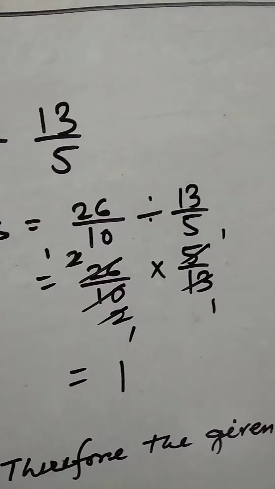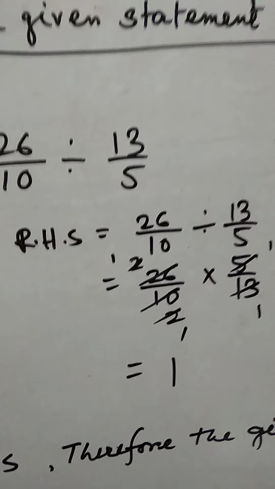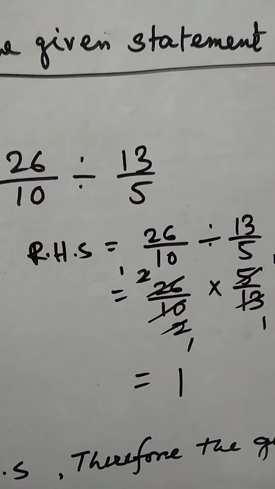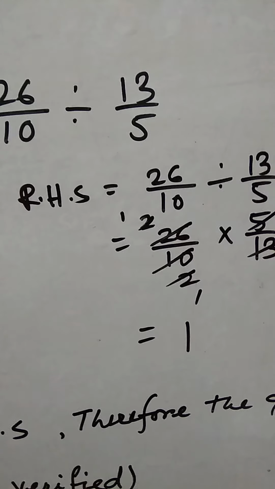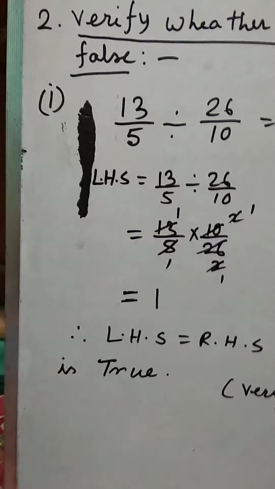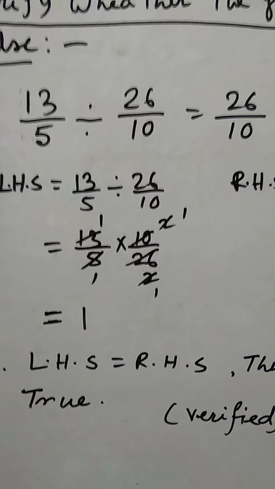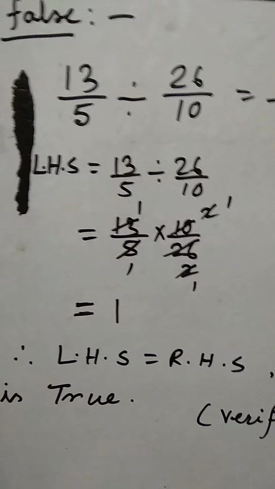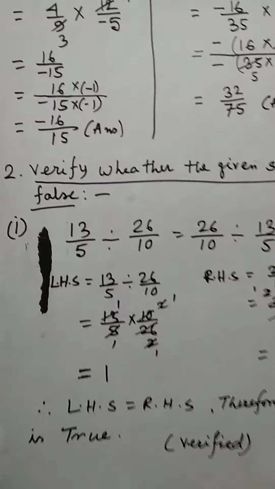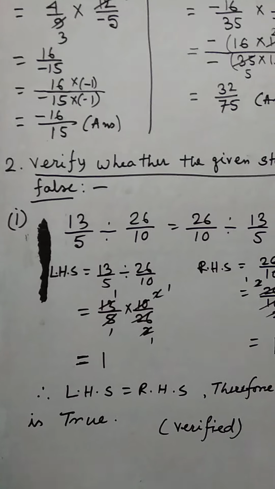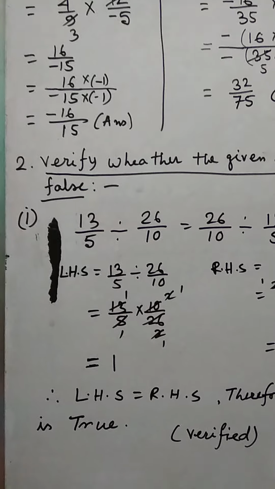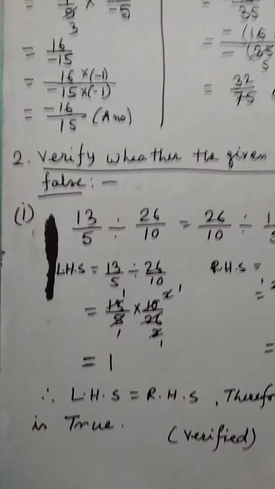Then copy the right hand side and solve it. You will get also 1 here. Therefore, left hand side is equal to right hand side. Therefore, the given statement is true. Verified. In this way, you have to do all the sums of question number 2. Try to do by yourself.